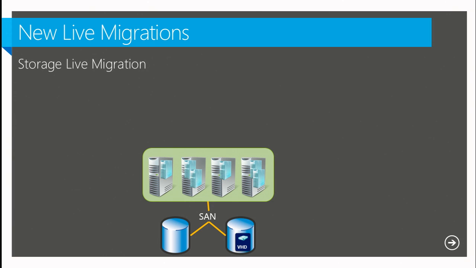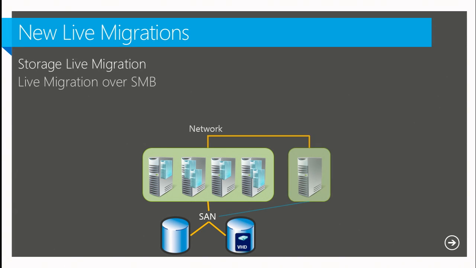The first type of new live migration is called storage live migration. In this case, we can move our VHD files from one storage array to a different storage array with no downtime for our VM. So let's say you need to do maintenance on a SAN. You've got your VMs running. Go move that VHD to a different SAN, go do your maintenance, go move it back. No downtime to our virtual machine.